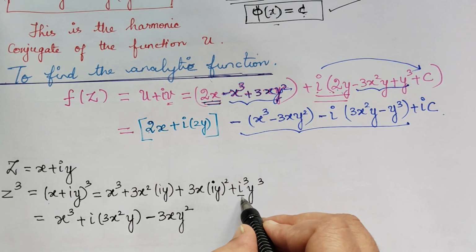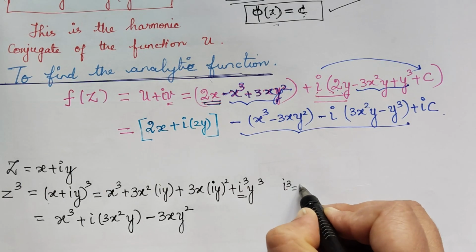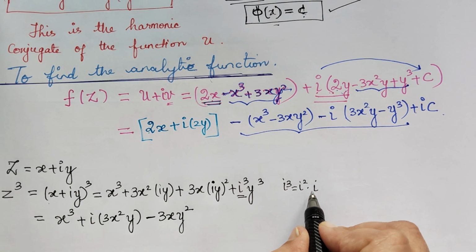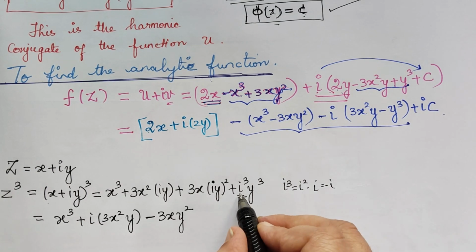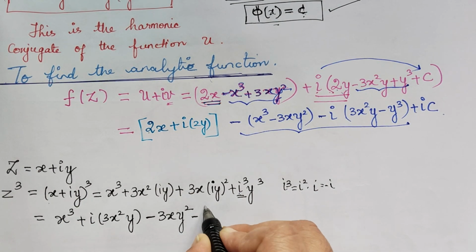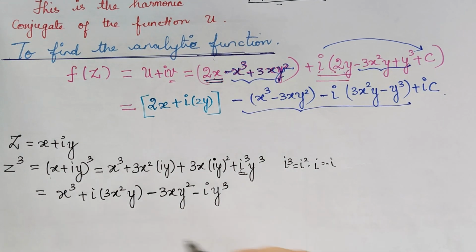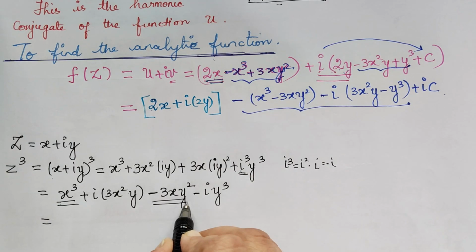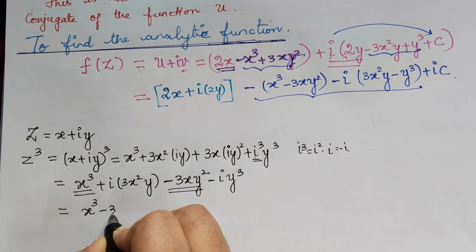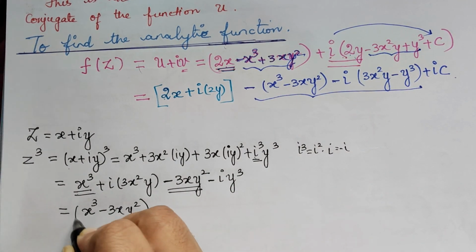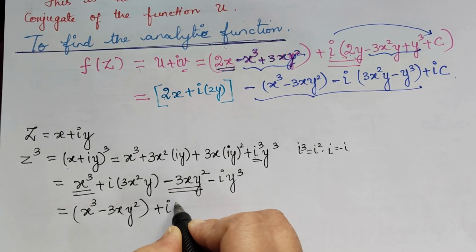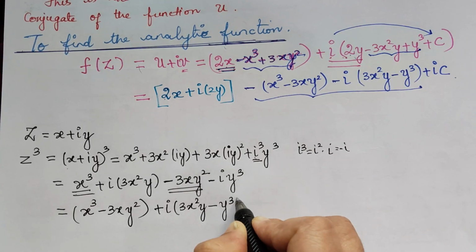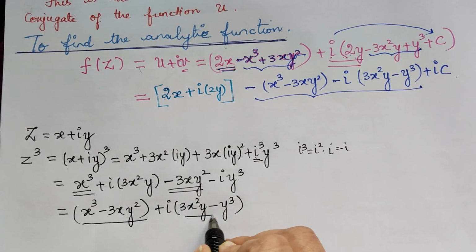And what about i cube? I already told you, it can be written as i squared multiplied with i. The value of i square is minus 1. So it will be minus i. So minus i y cube. Further, combining the real part and imaginary part, we get x cube minus 3xy square, and then plus i multiplied with 3x square y minus y cube. So this is the real part and this is the imaginary part.